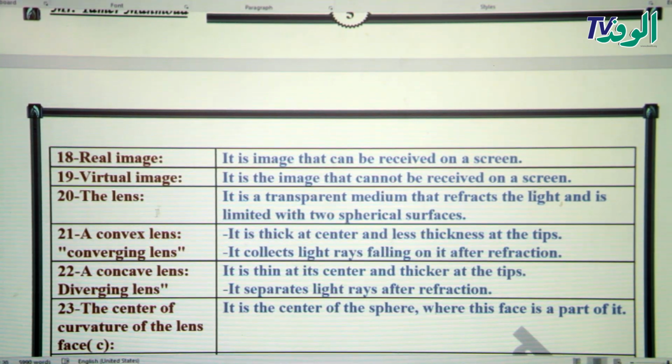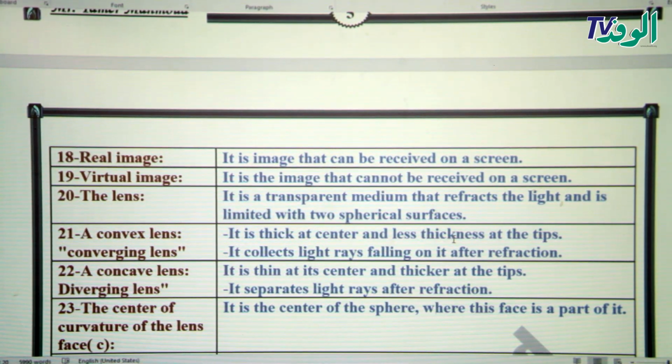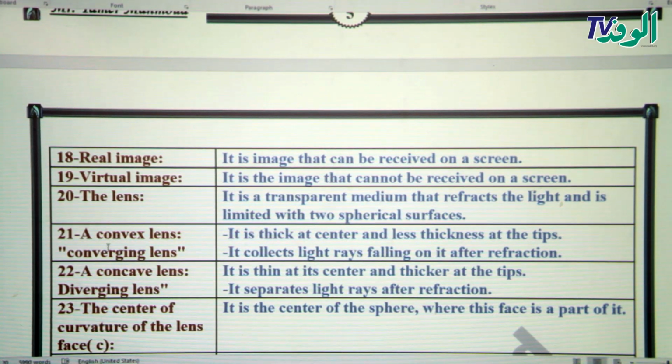What's meant by the lens? It is a transparent medium that refracts, not reflects, the light, and it's limited by two spherical surfaces. Of course we know the lens has two types, convex lens and concave lens. What about the convex lens, which is the converging lens, the opposite of the convex mirror, of course.